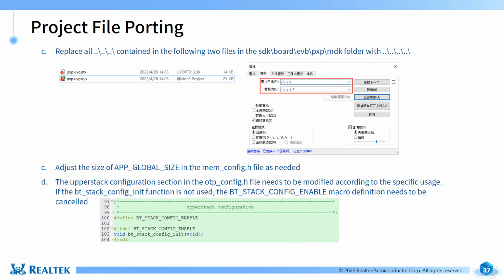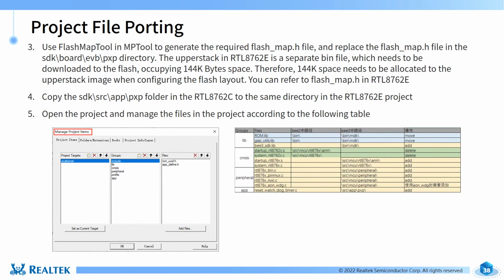And finally, E. The upper stack configure section in the OTP config.h file needs to be modified according to the specific usage. If the bt stack config init function is not used, the bt stack config enabled macro definition needs to be cancelled. Then proceed to steps 3, 4, 5.